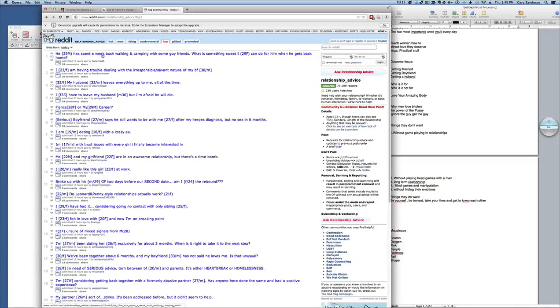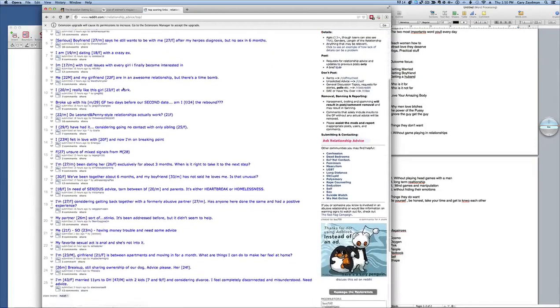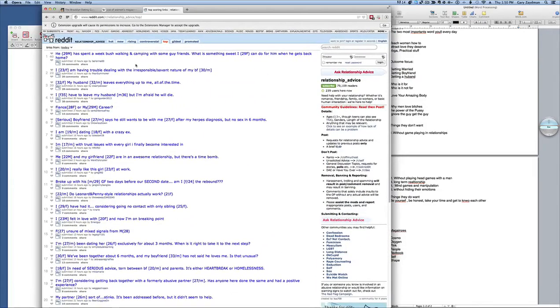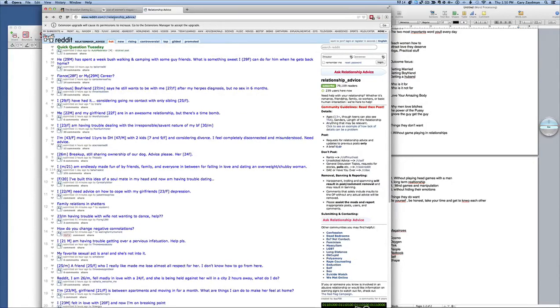He's 29, has spent a week bushwalking and camping with some guy friends. What is something sweet I can do for him when he gets back? My husband leaves everything to me all the time. I'm 17 with trust issues with every girl I finally become interested in. Okay, that's a male. So the challenge here is that I think most of the people on Reddit are males, so there's not probably a lot of what women are thinking.